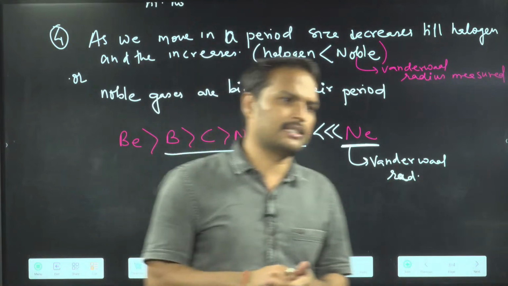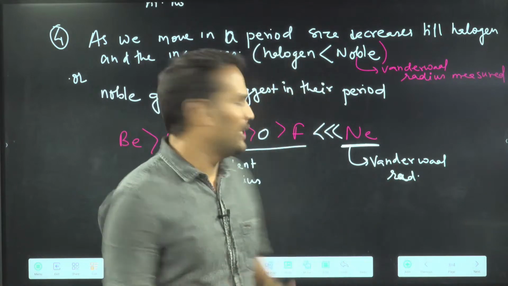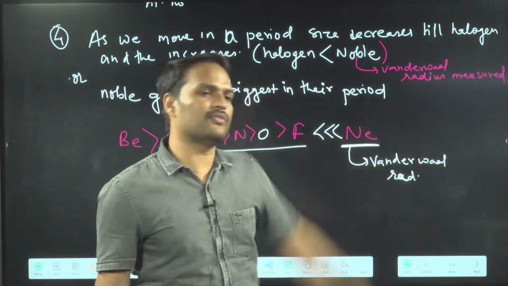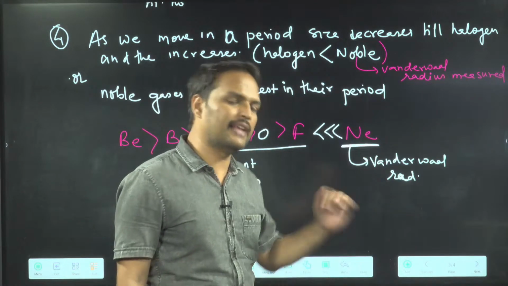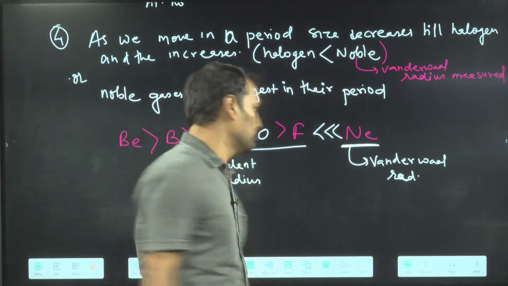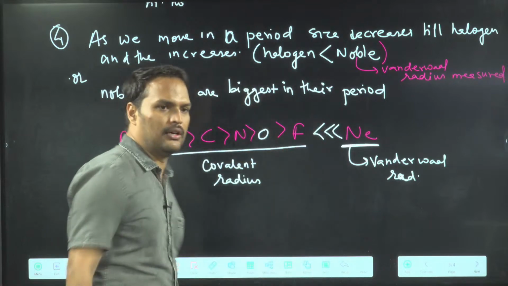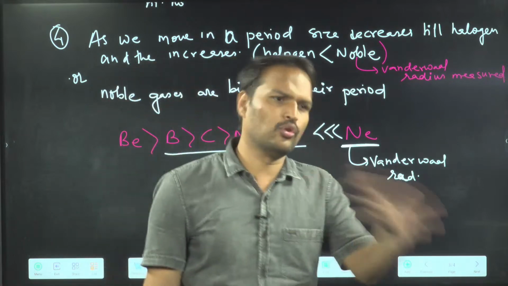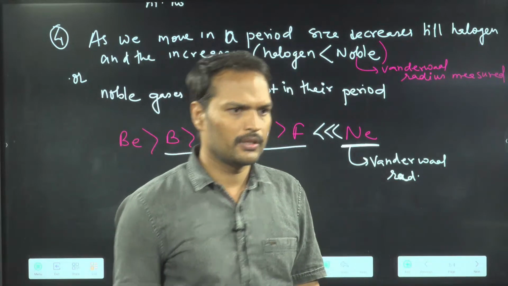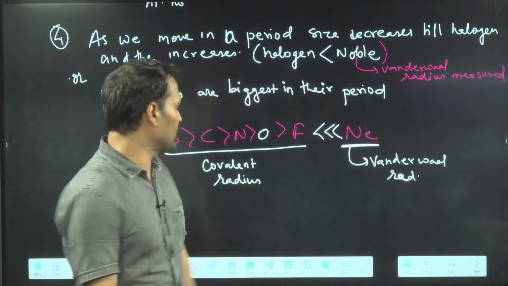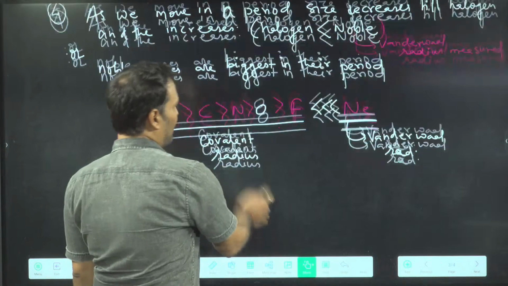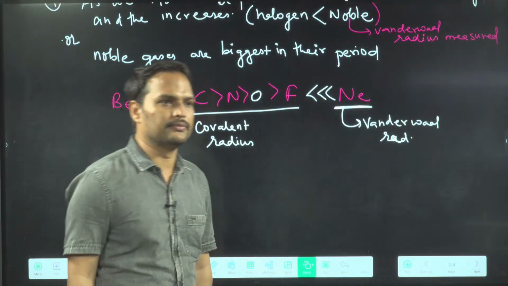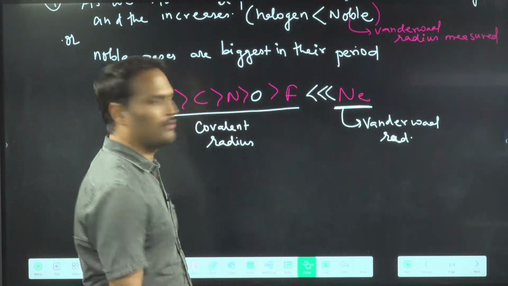that noble gases are bigger. If we check everyone's van der Waals, then this may not be true. If you check van der Waals radius of every element, normal order is followed. Clear with this point? Compare van der Waals for all, you will get a normal order. So this is the last point which we have to see.